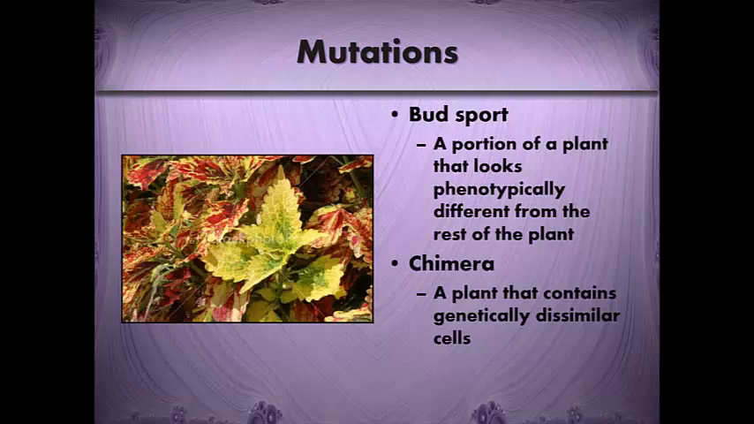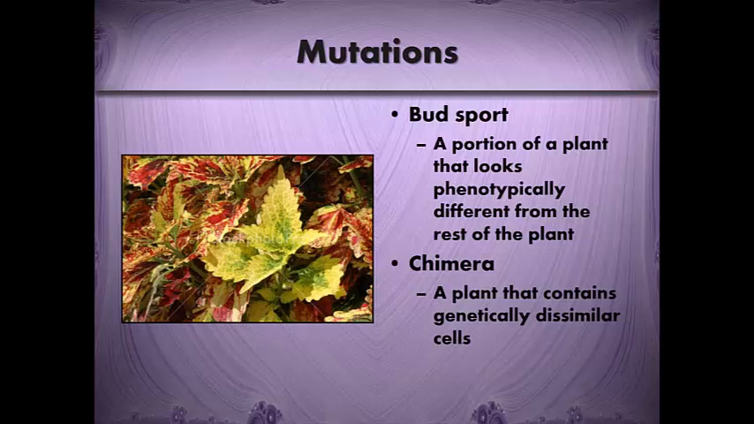We have a few terms to refer to different types of mutations in plants. The first term is bud sport. A bud sport is a portion of a plant that looks phenotypically different from the rest of the plant. So that's what we can see in the picture here. We have a plant called coleus that this particular one typically has red and yellow leaves. You can see there's that one branch there near the middle of the picture with green and yellow leaves. That's a bud sport. Sometimes you'll hear them referred to in the trade as just sports.